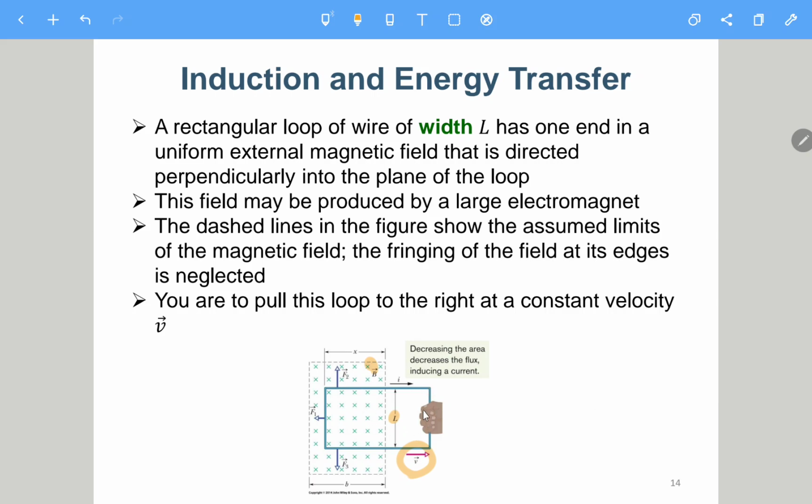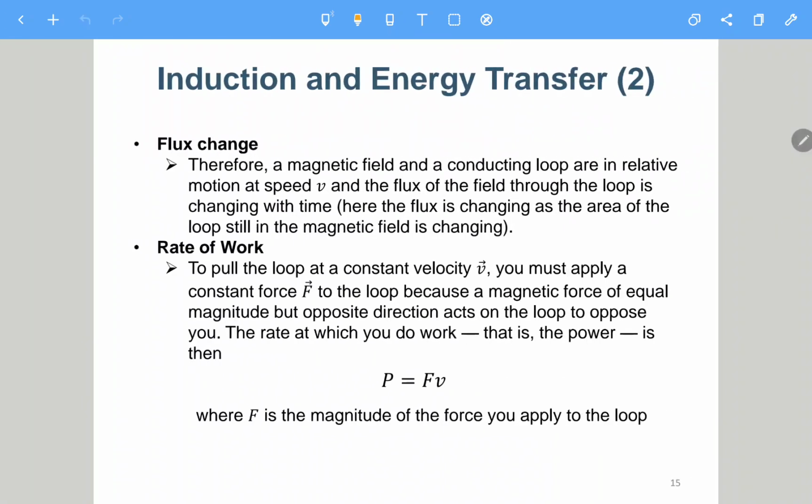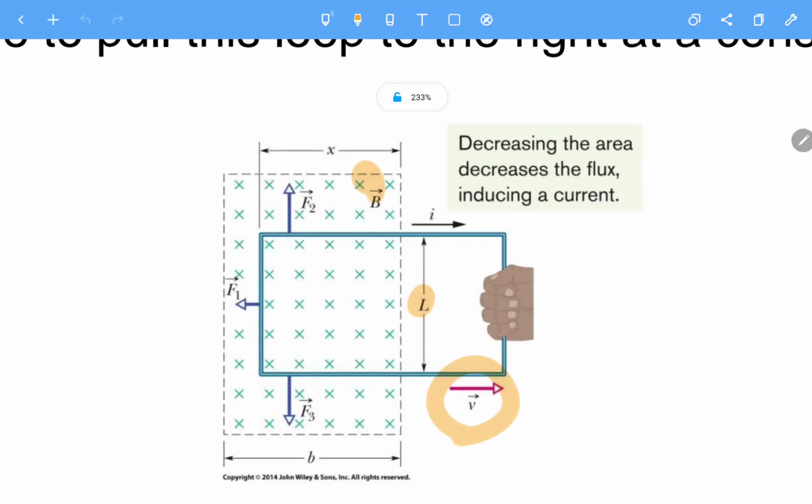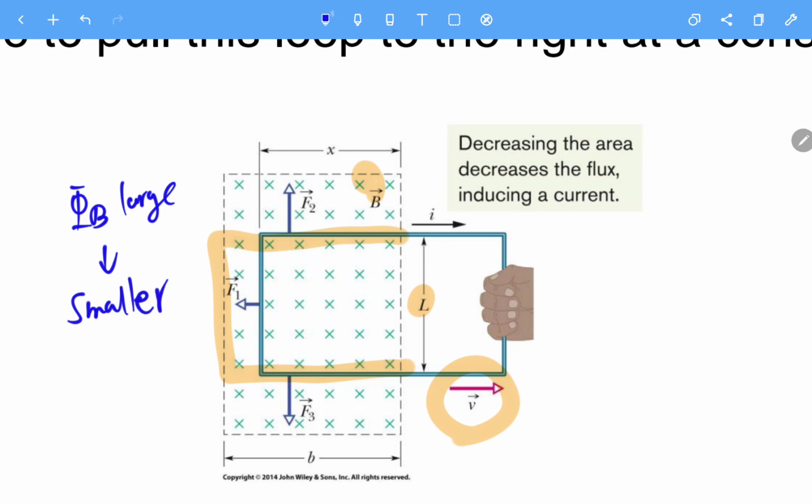Okay, and then it will generate some current. So let's see how to determine the direction of the current. You can see, at first, maybe the whole loop is inside, which means that phi B will be maximized. So at first, phi B is larger, and then becomes smaller because we are pulling this loop out of this region.